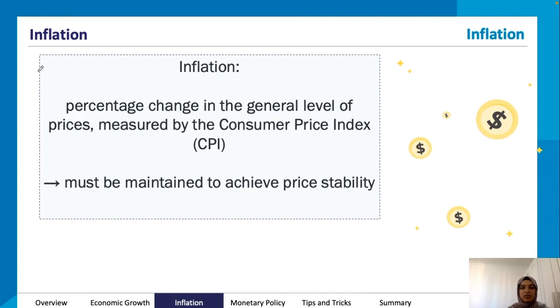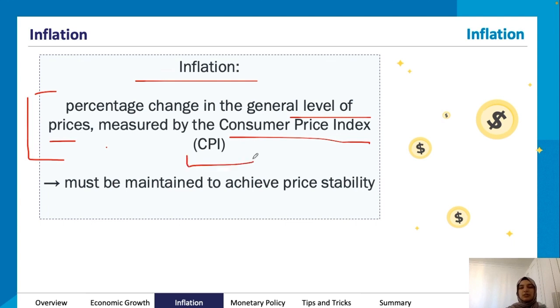Okay, moving on to the second content block, which is looking at inflation. So inflation, we're looking at the percent. What is inflation? It is the percentage change in the general level of prices, the prices of goods and services, measured by the CPI, also known as the Consumer Price Index. So it must be maintained to achieve price stability. Okay? So it's really important that we do understand that concept and we do go through it.